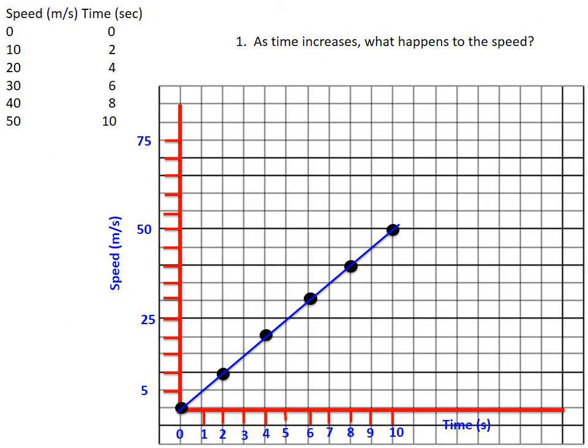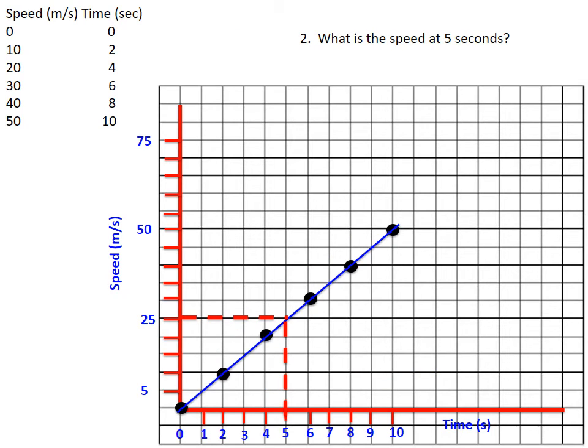The next problem says that as time increases, as we get bigger in time, what happens to speed? Well, if you notice, the speed value also starts to go up. It increases over the time, which is also increasing. So what happens to speed? It also increases. As one goes up, the other goes up.